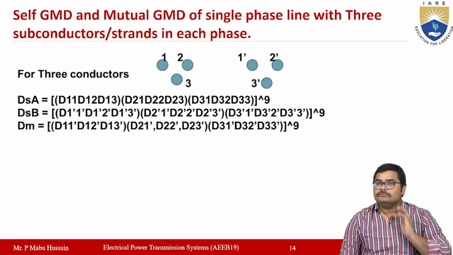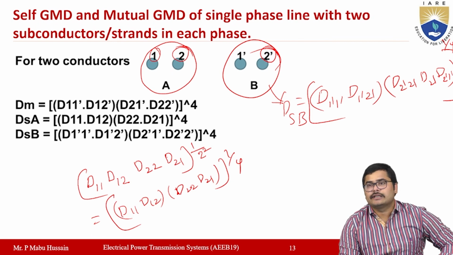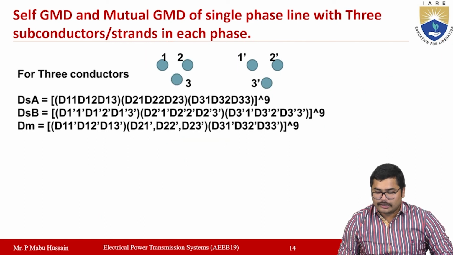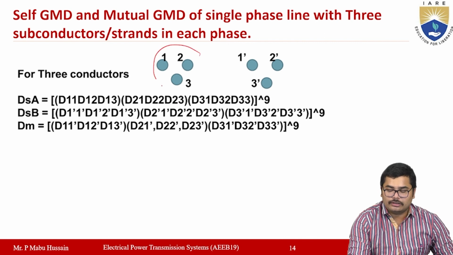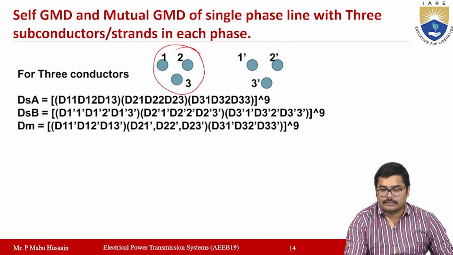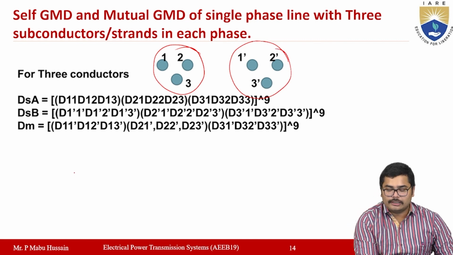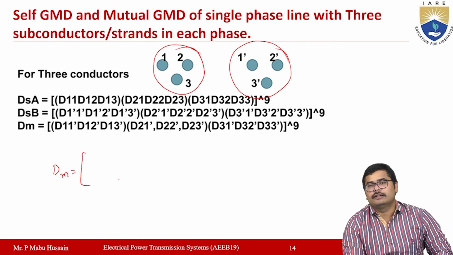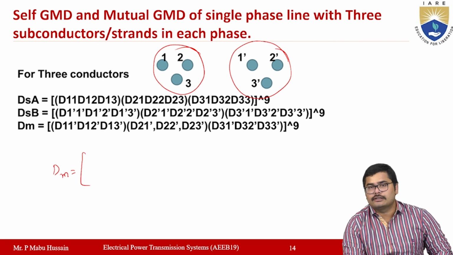Okay. So like that you can determine the self GMD and mutual GMD of a single phase transmission line with 2 subconductors. Suppose if you are having 3 subconductors also you can determine, right? So now here in phase A you are having 3 subconductors and in phase B also you are having 3 subconductors. Now the mutual GMD, how you can write? Mutual GMD is nothing but the set of products considering all the mutual distances of one conductor to the other conductor, right?